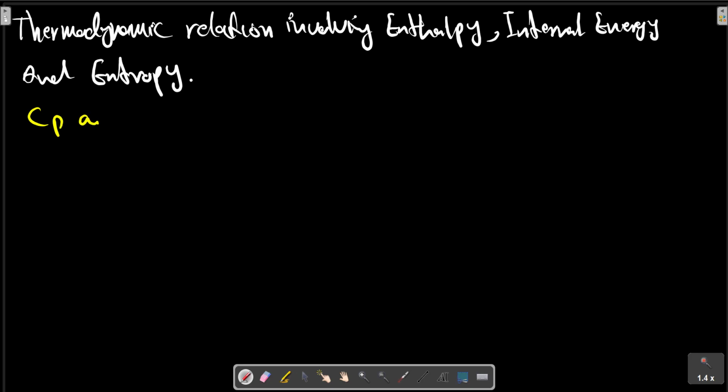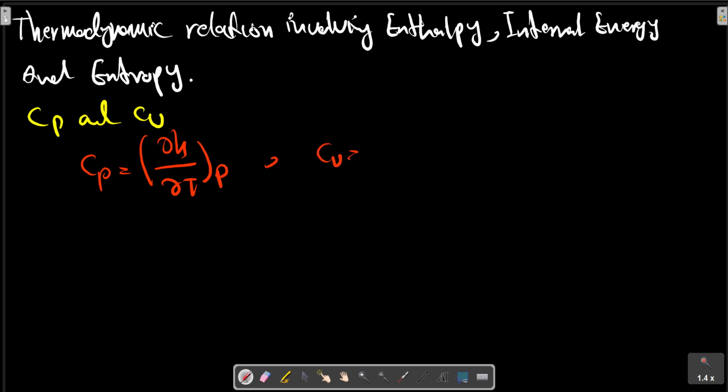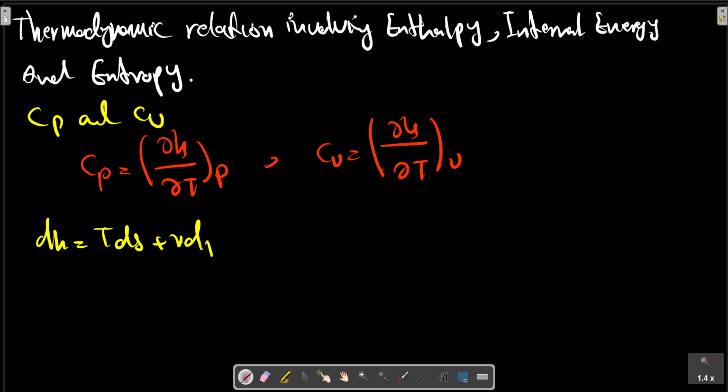For Cp and Cv, we first introduce the relation. Cp was the specific heat at constant pressure, at P constant, and Cv was the specific heat at V constant. From there, we also have this relation for dH: dH = TdS + VdP.